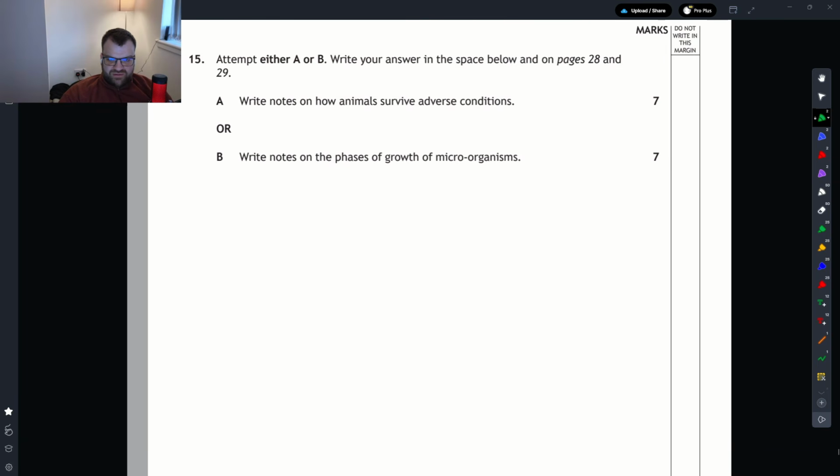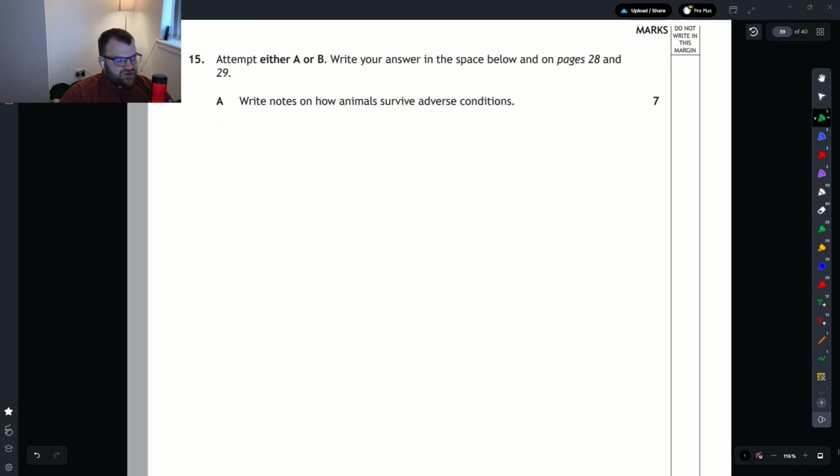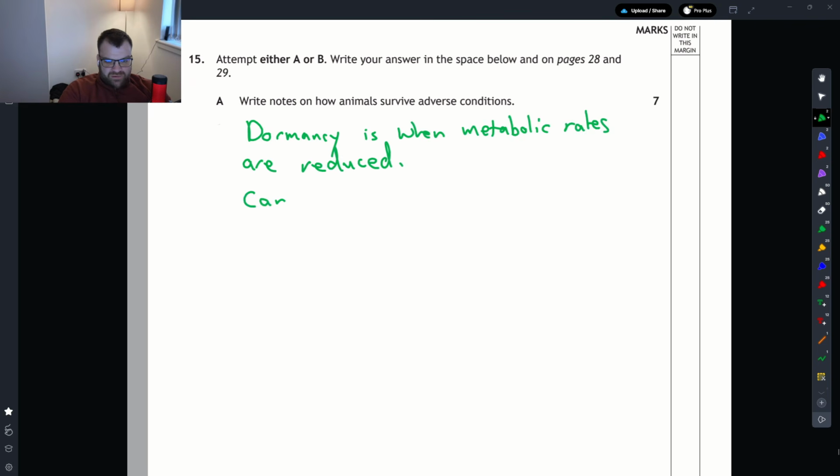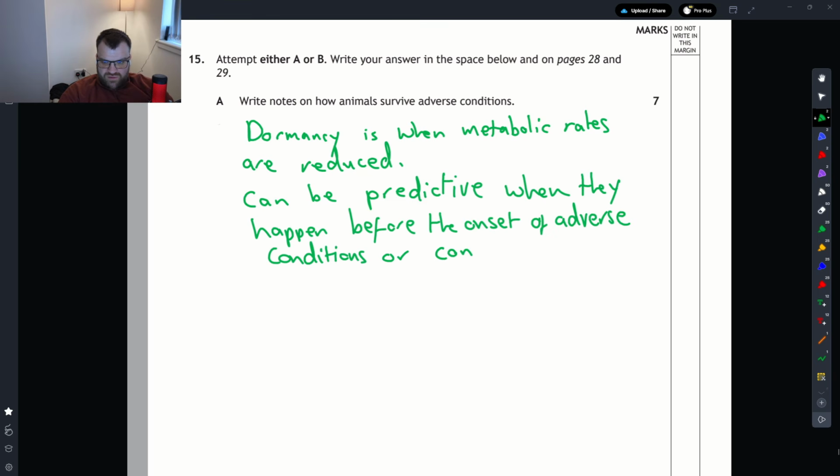Finishing off, we have our 2 7-mark essay questions. We'll do the first one first, talking about adverse conditions. I mentioned some of these earlier: estivation, hibernation, and daily torpor. Now, I wouldn't want to talk about hibernation here because that's to do with avoiding them rather than surviving them. So we're talking about types of dormancy. Dormancy is when the metabolic rate is reduced. These can be predictive, so before the onset of the adverse condition, or consequential.